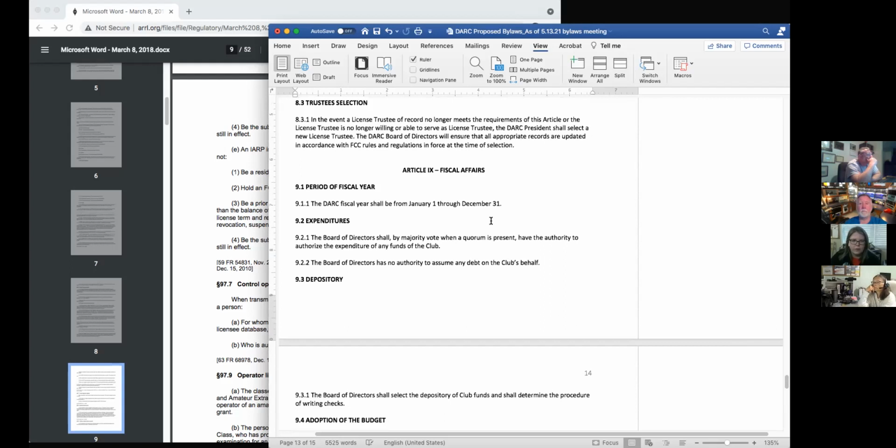Fiscal Affairs, Article 9. 9.1, period of fiscal year. 9.1.1, the DARC fiscal year shall be from January 1 through December 31. 9.2, expenditures.